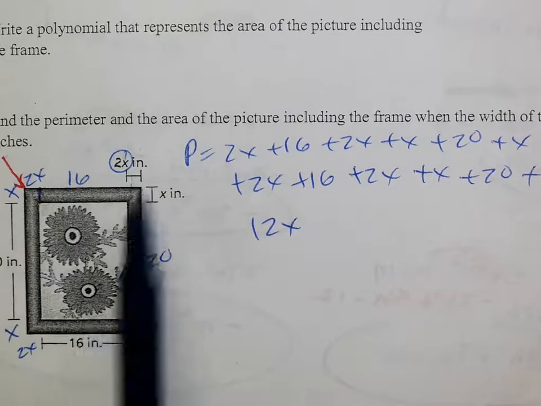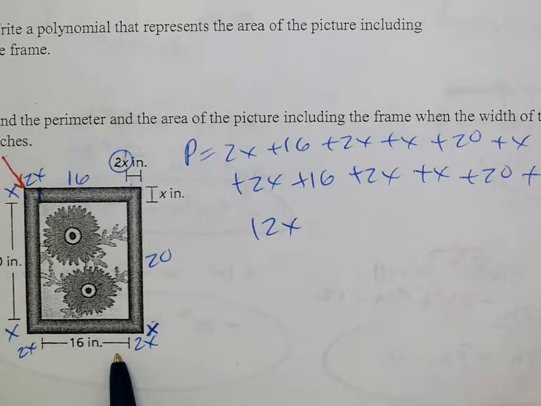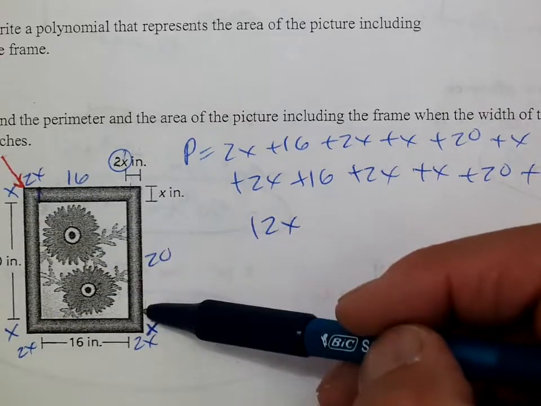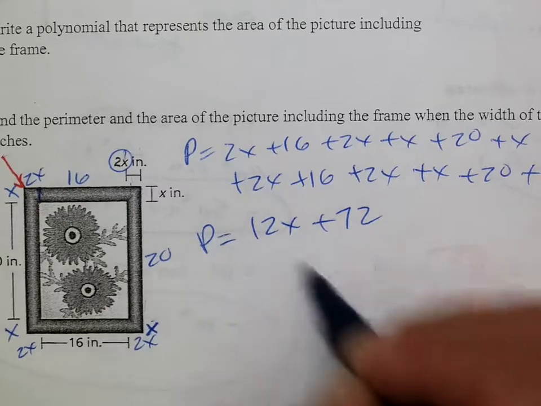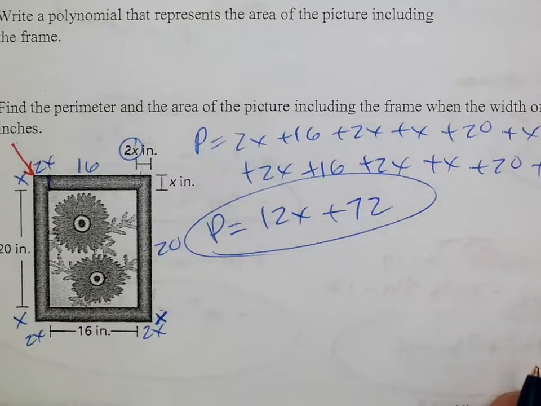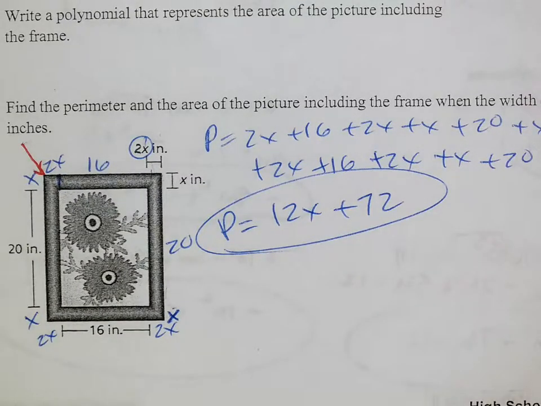And then I'm going to go 16 plus 16 is 32. 32 plus 40 is 72. So there's my perimeter right there. Oh, go back. Okay, so it's just 12x plus 72, okay? And if you were to add all that up, that's what you're going to get. Okay, want me to do it again?